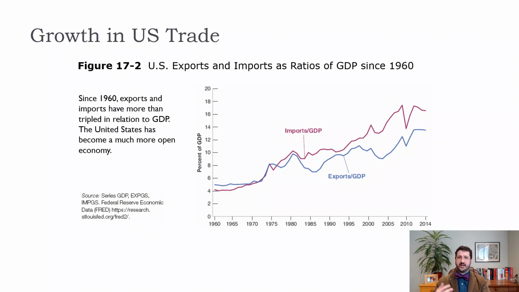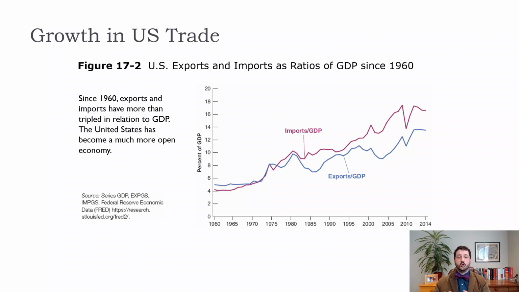Countries that have more imports than exports have a trade deficit. Countries that have more exports than imports have a trade surplus. We'll talk about that a little bit, and about why the United States has had a consistent trade deficit over the last 40 years. But you can see that they've both been increasing, right? They've gone from 4 to 5% of GDP in 1960 up to between 12 and 16% of GDP currently.